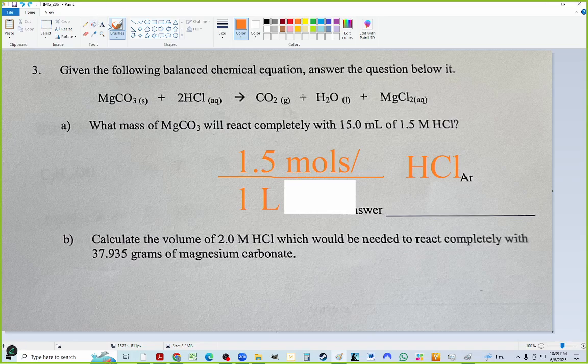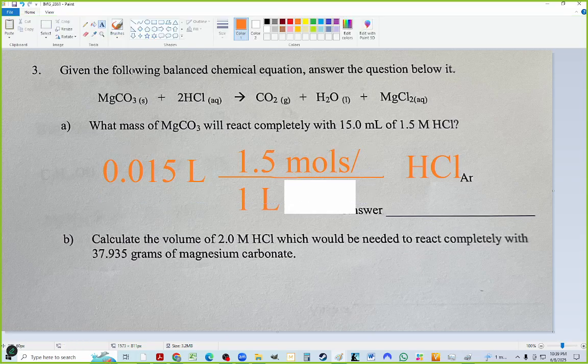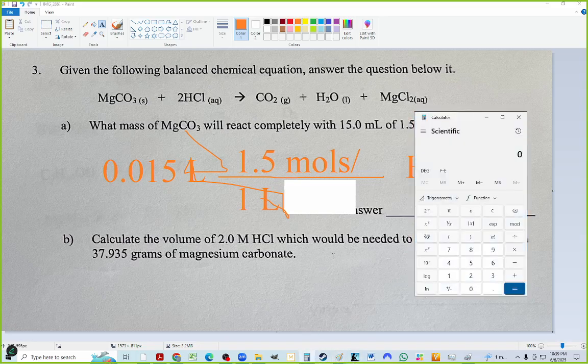So you're right. I would take that 1.5 and multiply it by 0.015 liters. The word liters will cancel, and I'll be left with moles. What is 0.015 times 1.5? I'm not sure. I need to do it on my calculator. You definitely need to do it on the calculator. There's a lot of 15s in there, but there's a lot of decimals too.